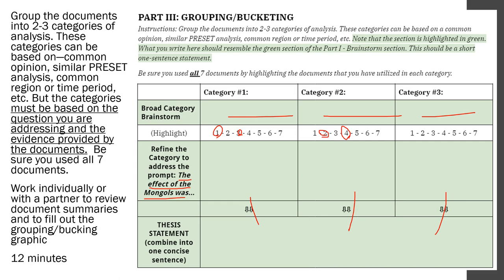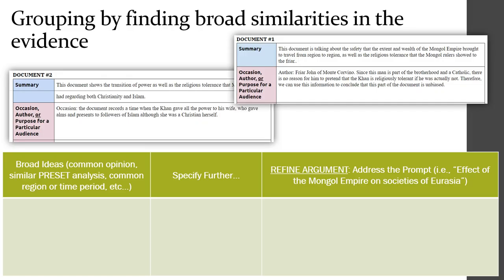Okay, coming right back, let me provide a sample of what this might look like. For instance, I've got an example here, a student sample with document 2 and document number 1 as well. So you've got for them a summary of the document, and an attempt to source the document as well. In both of these cases, it talks about religion, and particularly the Mongol attitude towards religion. So if you associate it with one of the broad preset categories, it's religion.